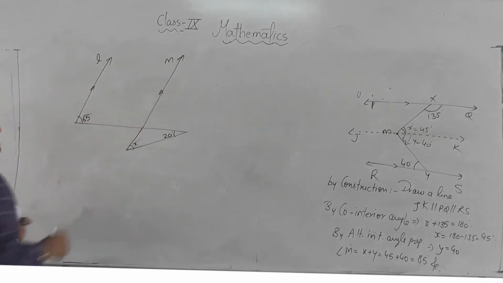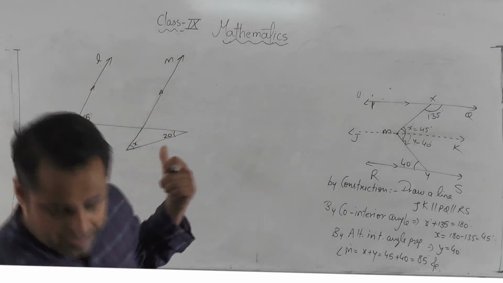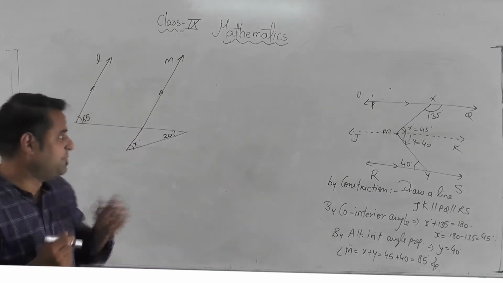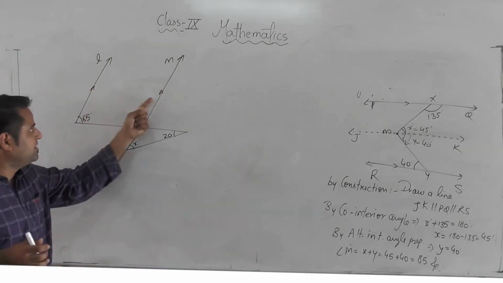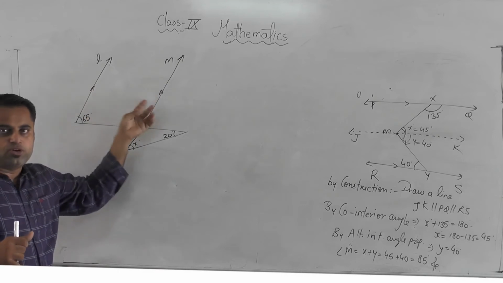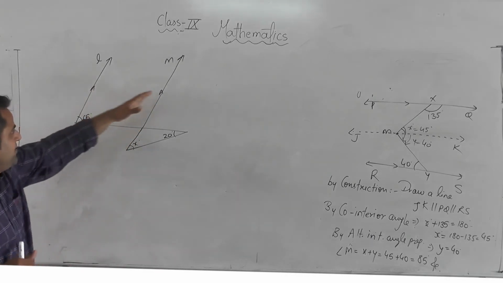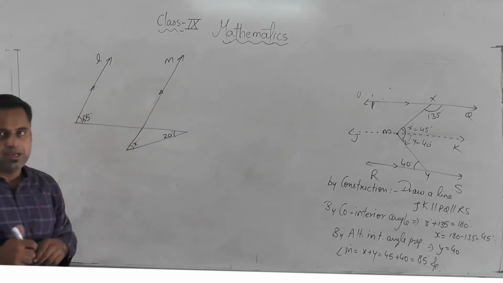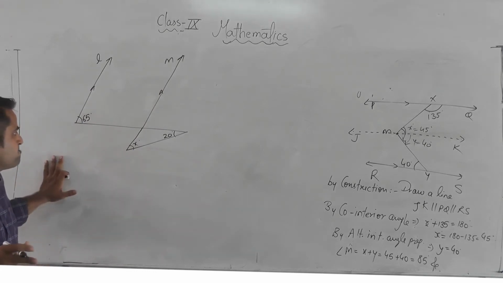The arrow sign denotes that the lines are parallel. As you can see, I have made arrows here. The arrow denotes parallel. Now these two lines are parallel, and we need to find this x.